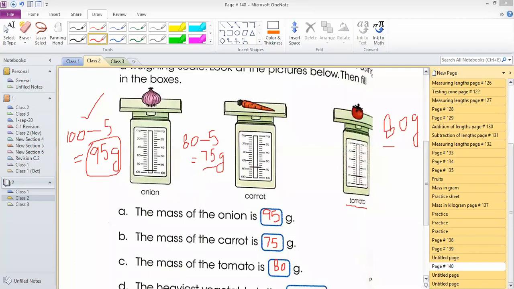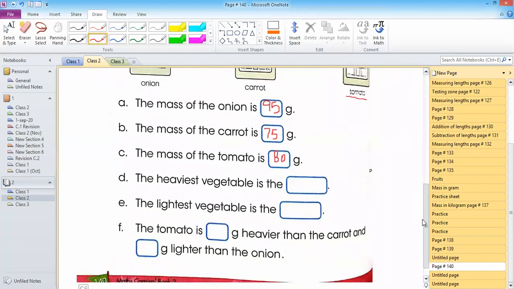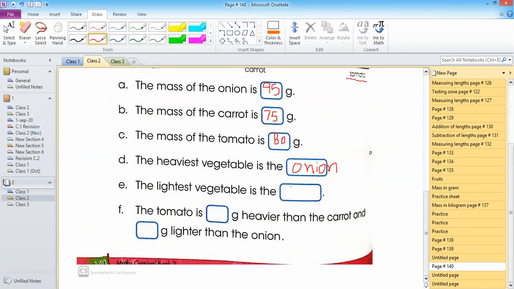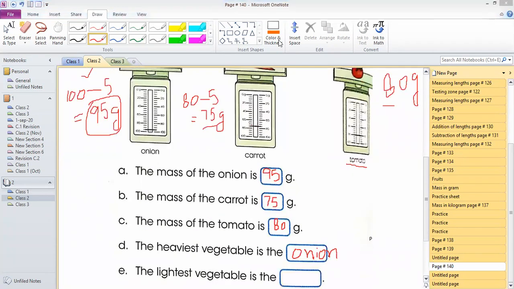Very good. The answer is onion. Why onion? Because onion has greater mass, more mass than carrot and tomato. It is 95 gram, whereas carrot is only 75 and tomato is 80. So the heaviest vegetable is onion. So you will write here onion.